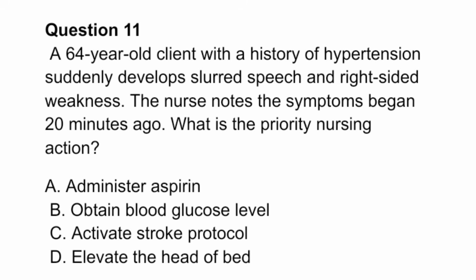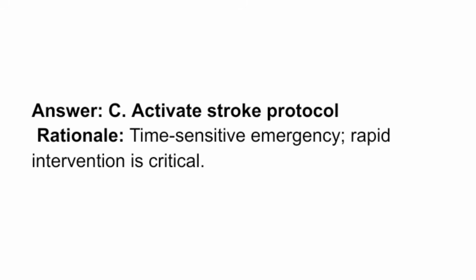Question 11. A 64-year-old client with a history of hypertension suddenly develops slurred speech and right-sided weakness. The nurse notes the symptoms began 20 minutes ago. What is the priority nursing action? A. Administer aspirin. B. Obtain blood glucose level. C. Activate stroke protocol. D. Elevate the head of bed. Answer: C. Activate stroke protocol. Rationale: time-sensitive emergency, rapid intervention is critical.